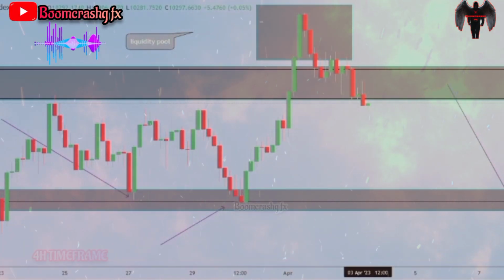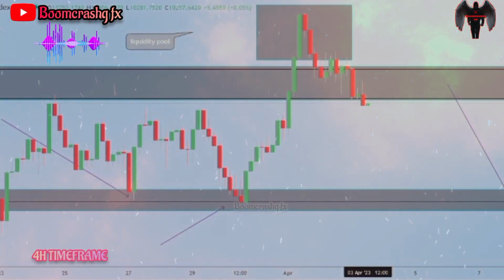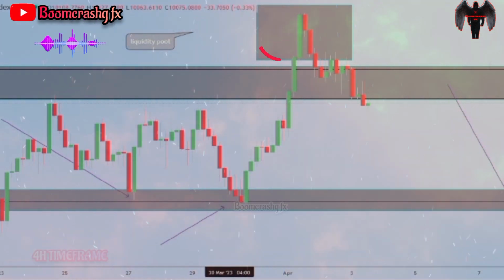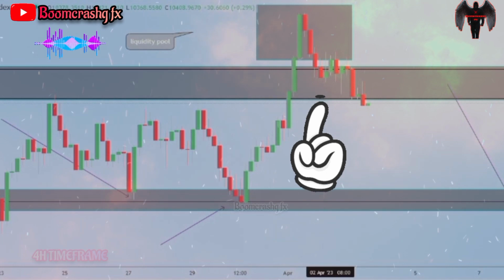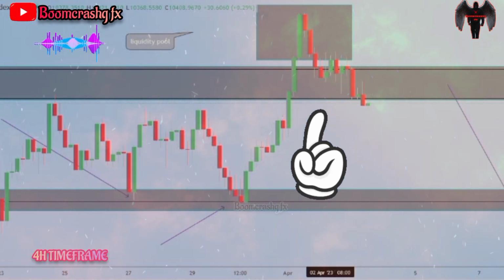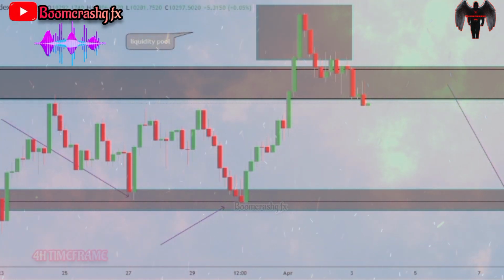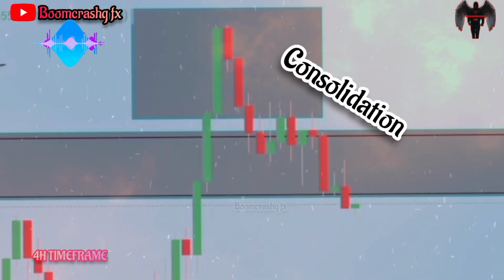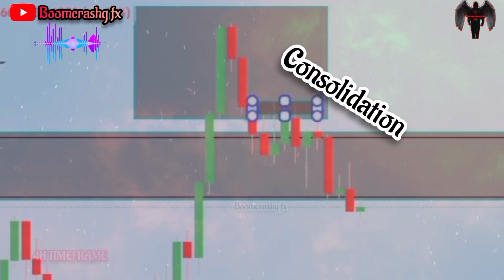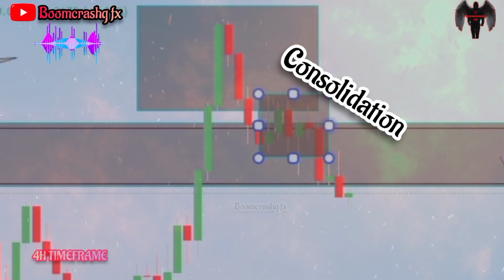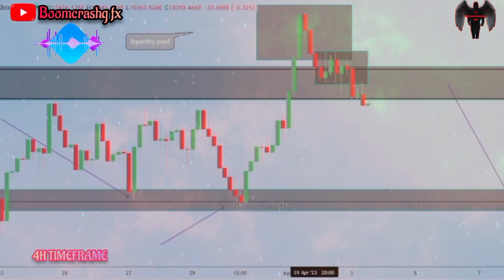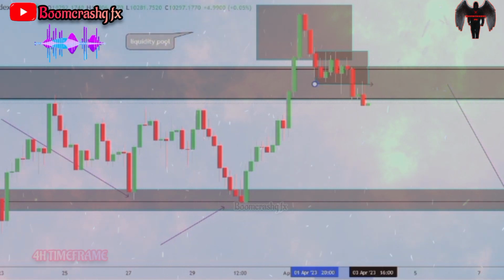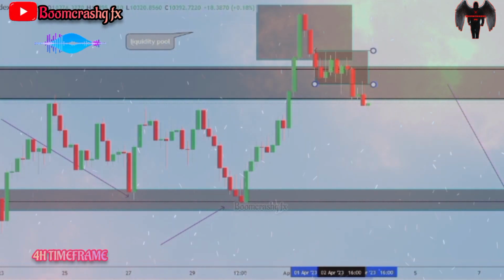So here on the 4-hour time frame, what are we looking at in this particular time frame? As we can see, after the liquidity pool, as I said, the price moved back into the zone, the resistance, the bearish zone, and thereafter we see certain consolidation in this zone. In this particular zone we have choppy prices, consolidation, as we can see on this time frame. So we have the consolidation, the chopping prices.